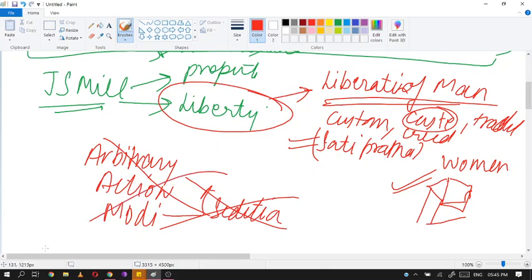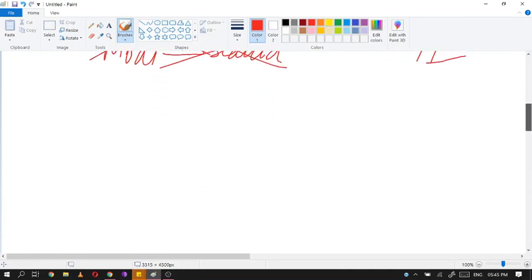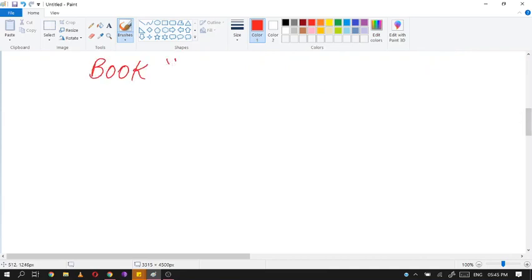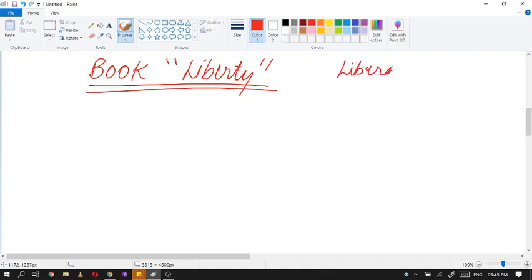ये चीज नहीं होनी चाहिए. There should not be anything. So arbitrary action of the state also is included in liberty. मतलब nothing should be happening unnecessary, मतलब जिसकी जरूरत नहीं है. Unnecessary thing हो रही है. Now where you will be reading about JS Mill, his book Liberty. ठीक है. So his contribution to liberalism is too much.